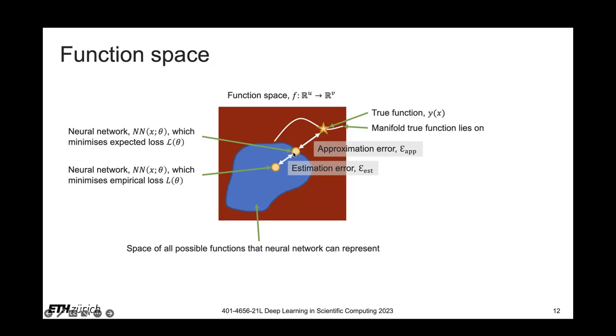But then we would only get this if we minimize the expected loss, but we actually minimize the empirical loss. So we also have a problem where we get a neural network which is inside this boundary, but maybe further away from the true function again.